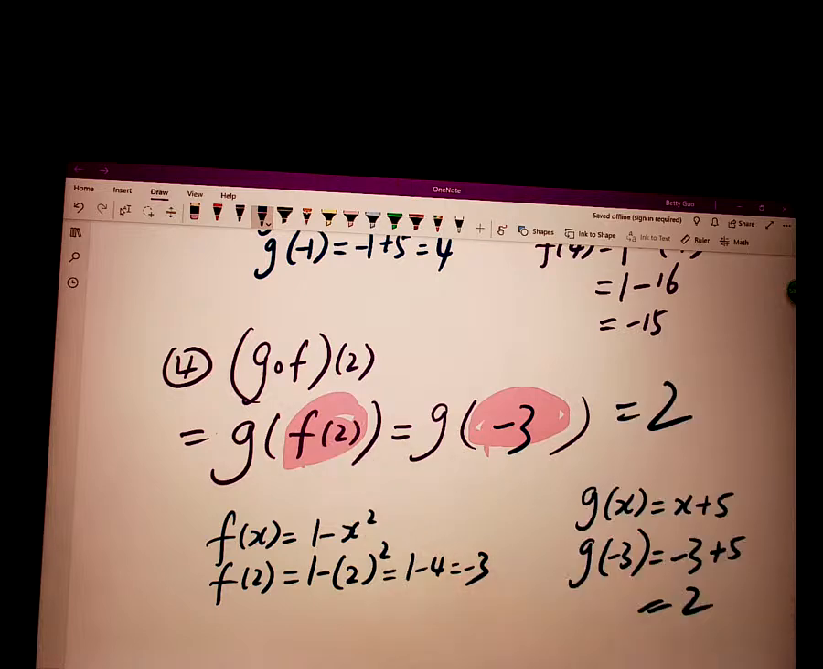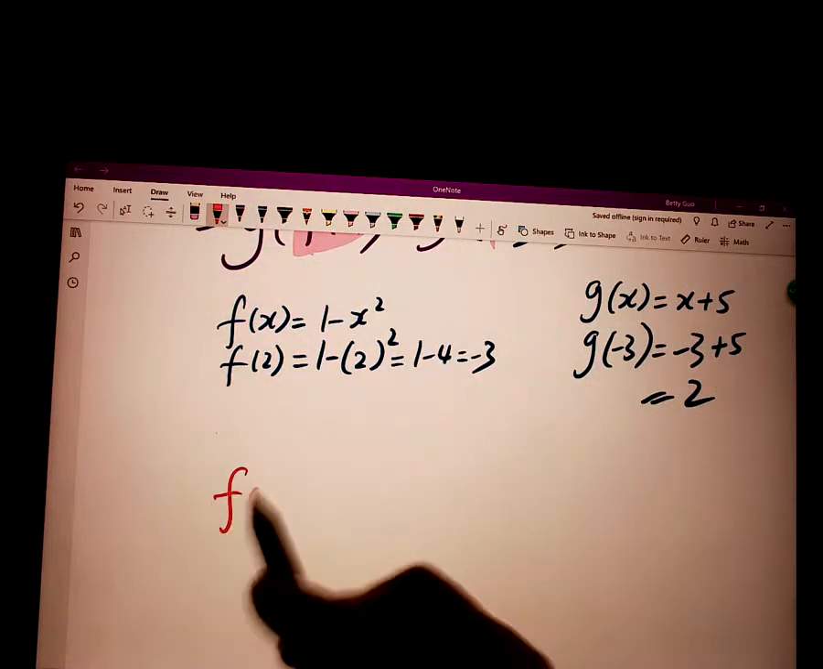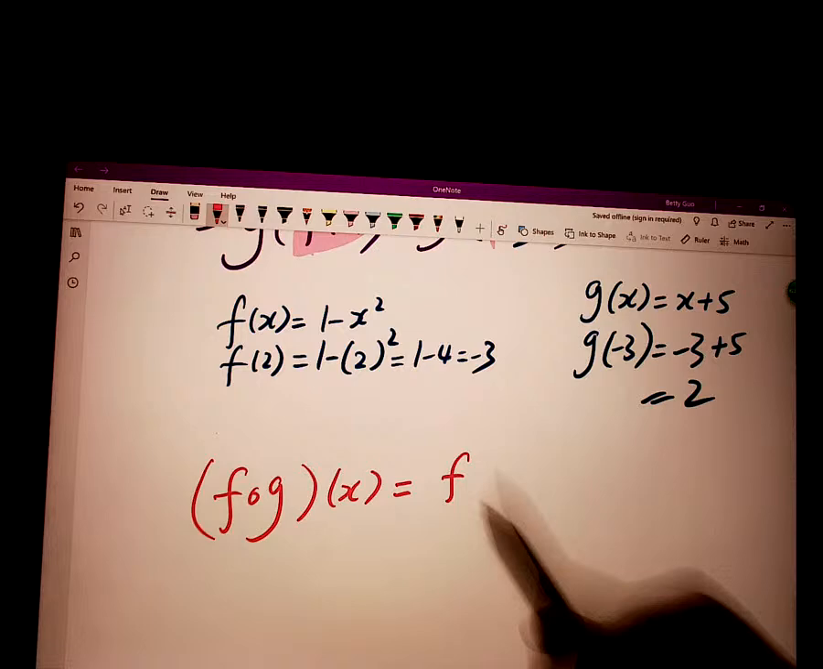Once we get that, before we finish this part, I want to point out one more thing about the notation. F circle g is the composite function, f of g of x, with the inside function g.